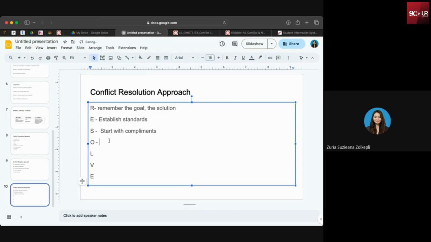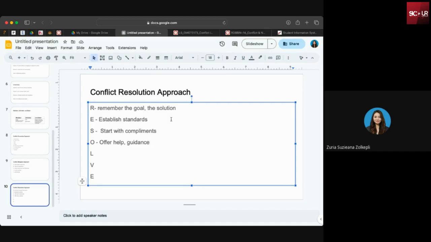Okay, O is offer help, offer guidance, right? When you remember the goal, if you know that you are good at this, why are people not listening to me? So instead of asking people to listen to you, you offer help, okay? You offer guidance. But again, like I said earlier, in order for you to offer help and guidance, make sure that you have follow through ideas. Don't do it halfway, or people will get angry too.